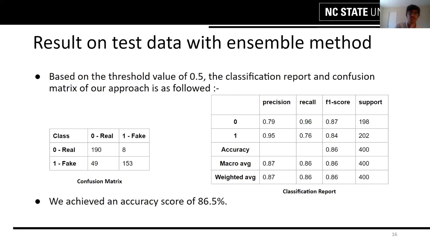From the confusion matrix, we can see that 190 videos which were real were classified as real and 153 videos which were fake were classified as fake. Also, 49 videos which were fake were classified as real and 8 videos which were real were classified as fake. At the end, we achieved an accuracy score of 86.5% on the test set provided by Kaggle.